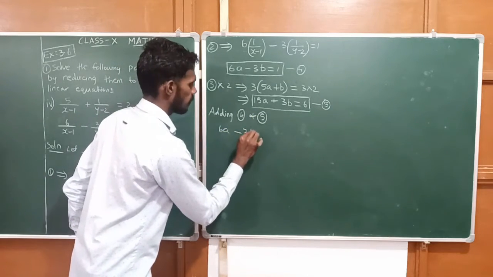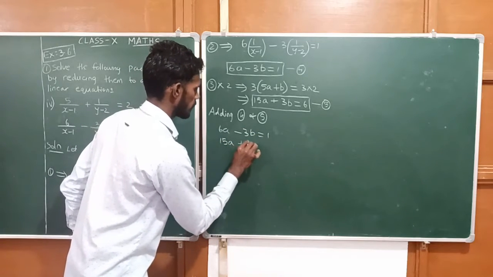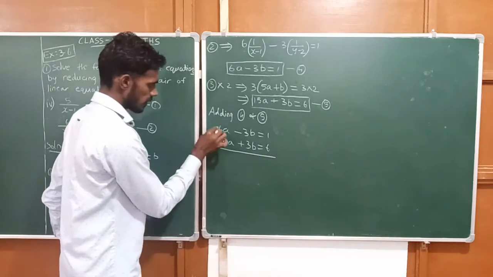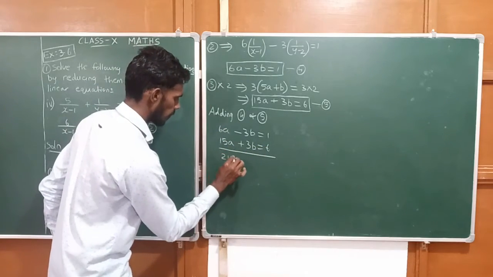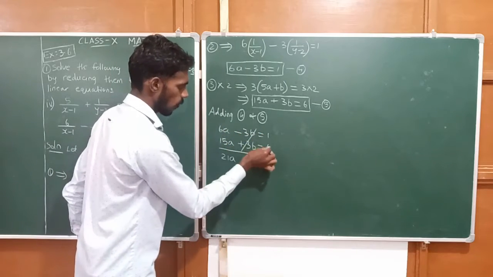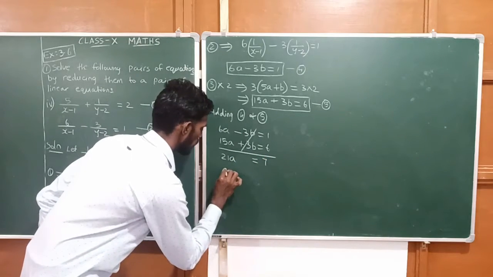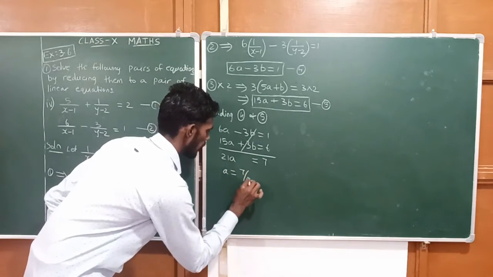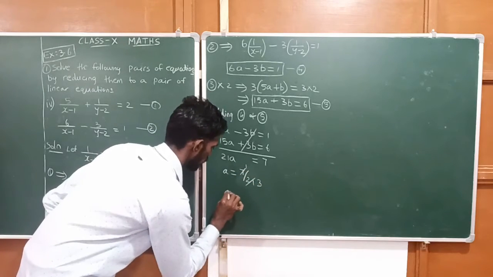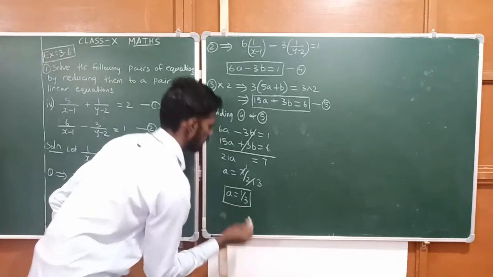Adding equation number 4 and equation number 5. 6A minus 3B is equal to 1. 15A plus 3B is equal to 6. 6A plus 15A is plus 21A, minus 3B plus 3B will be cancelled, then 1 plus 6 gives 7. So 21A is equal to 7, A is equal to 7 by 21, which can be written as 1 by 3. The value of A is 1 by 3.